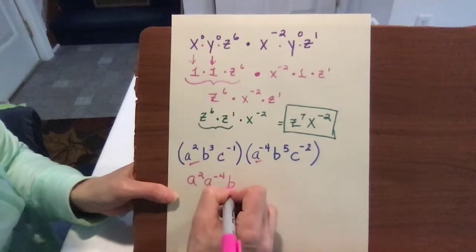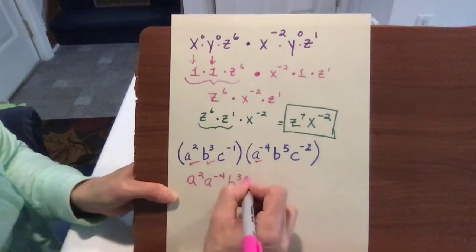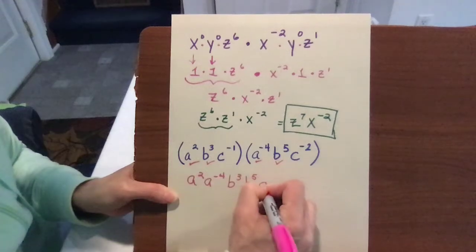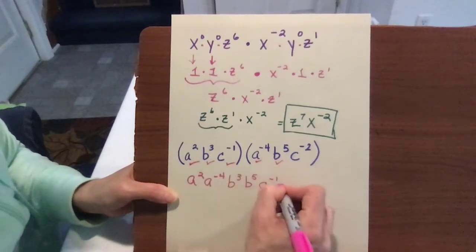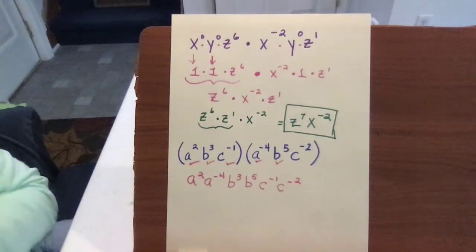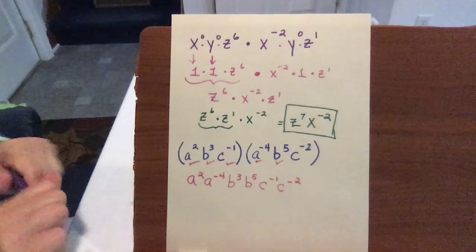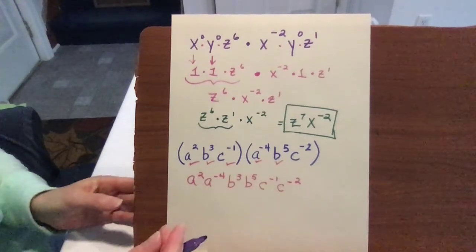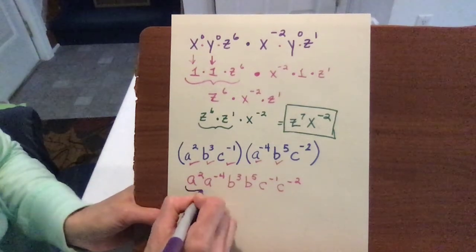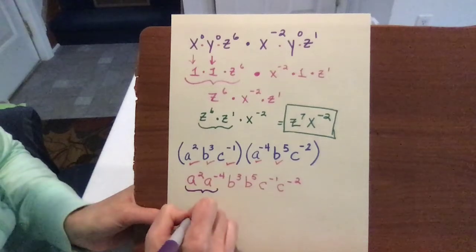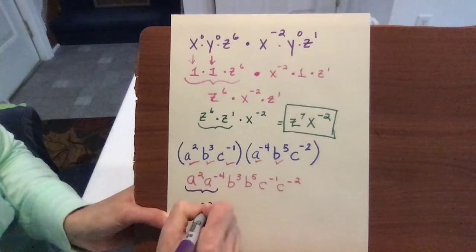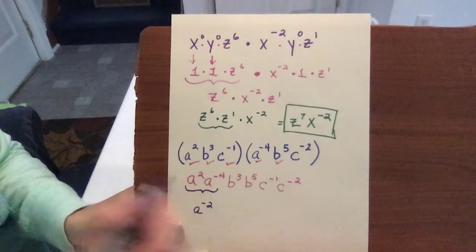Then I have b cubed times b to the 5th. Then I have c to the negative 1st times c to the negative 2nd. And now one by one I go through and I multiply my a's, my b's, and my c's, and then put them together as one final product. When you're multiplying like bases, you keep your base of a, and you add 2 plus negative 4, which gives you negative 2. So this becomes a to the negative second power.